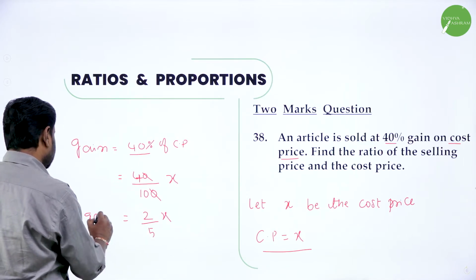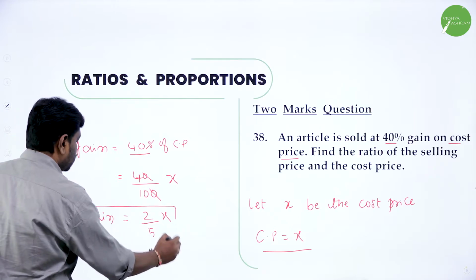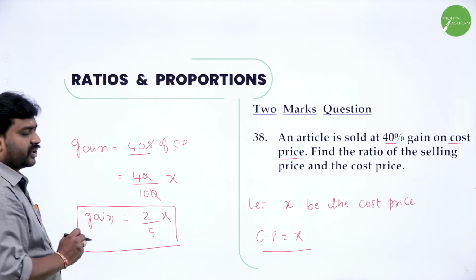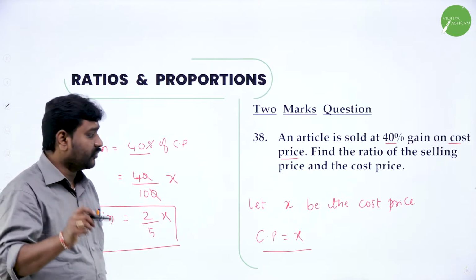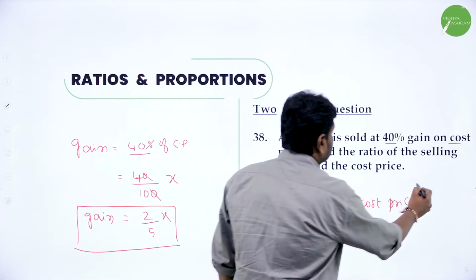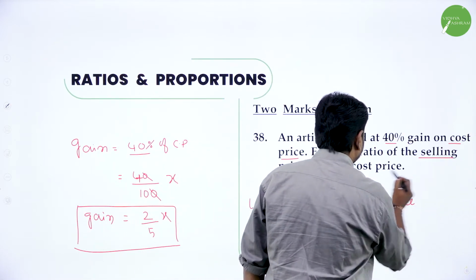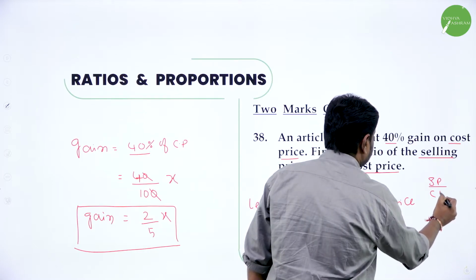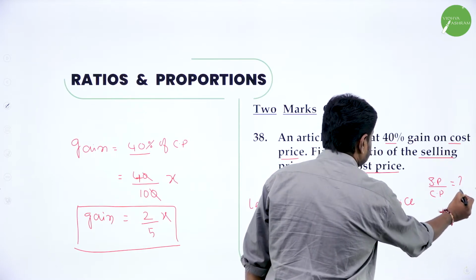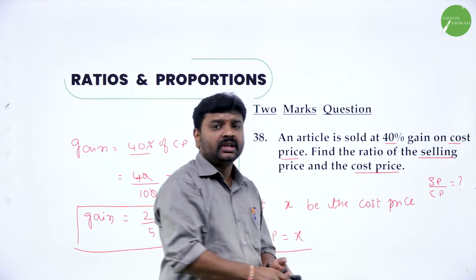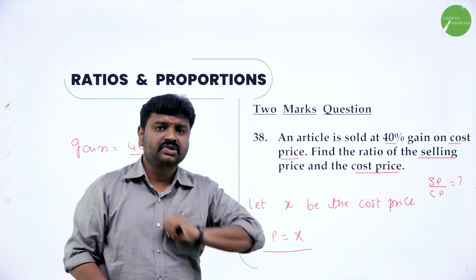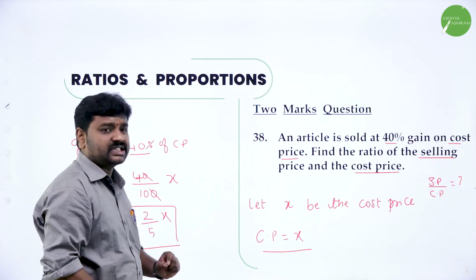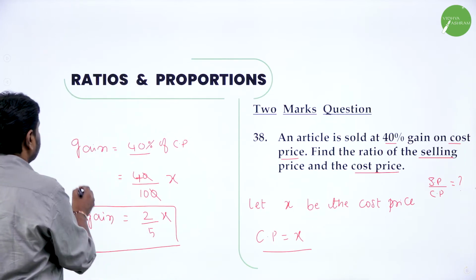So you got gain. Gain is also called as profit. So now you know they want selling price. In the question, they want you to find the ratio of selling price by cost price. They want SP divided by CP. Ratio means divided by. So cost price we will take as X, and selling price, how to calculate?